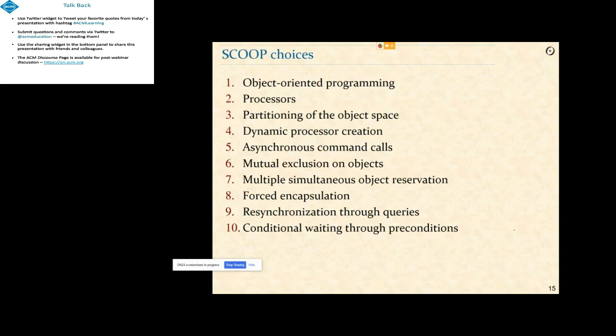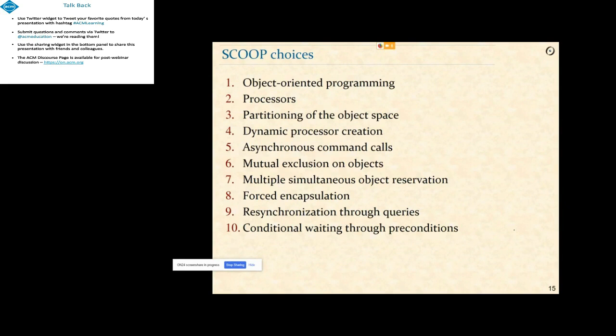So now it's time to get into how Scoop addresses these issues, and I'm going to describe the mechanisms of Scoop as a successive set of choices, the 10 choices shown here. I'm going to examine them one after the other. So, of course, I could throw at you all the Scoop mechanisms, like the syntax and semantics of a programming language, but that's not what I want to do.